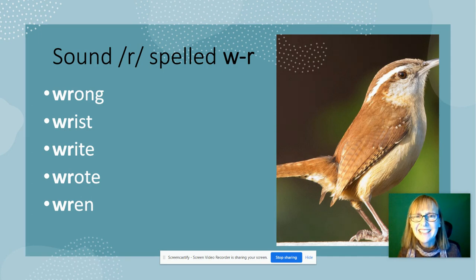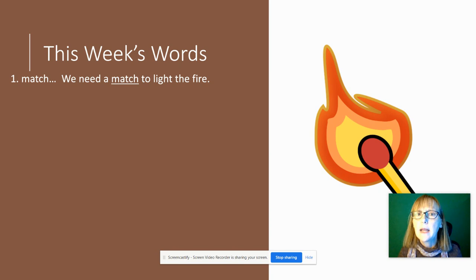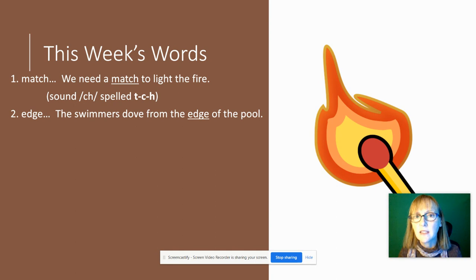Okay, got that? All right, here we go with this week's words. Please write the word down as we go. Match. We need a match to light the fire. Remember to pause if you need to. Match. We need a match to light the fire. There's that TCH for the sound ch at the end of that one syllable word.